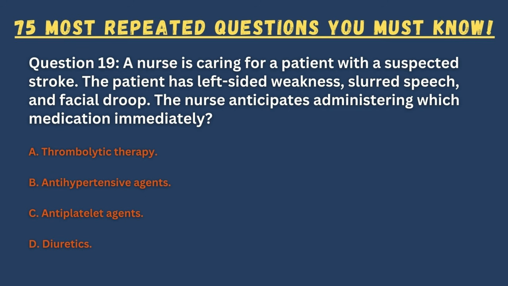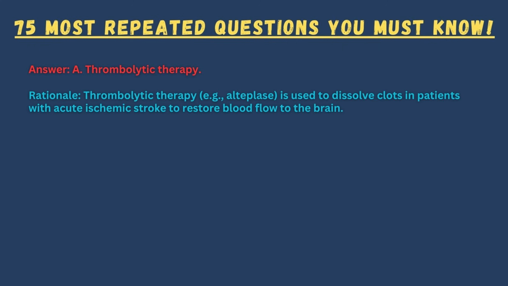Question 19. A nurse is caring for a patient with a suspected stroke. The patient has left-sided weakness, slurred speech, and facial droop. The nurse anticipates administering which medication immediately? A. Thrombolytic therapy. B. Antihypertensive agents. C. Antiplatelet agents. D. Diuretics. Answer: A. Thrombolytic therapy.